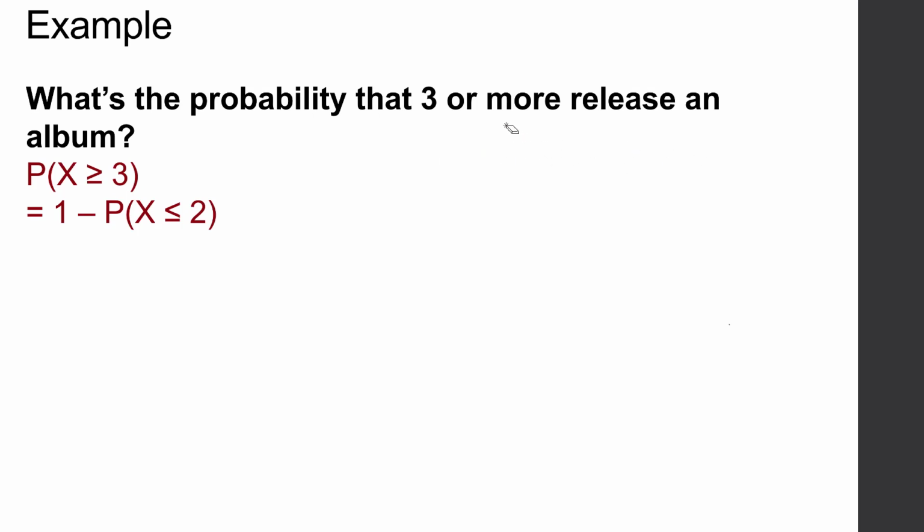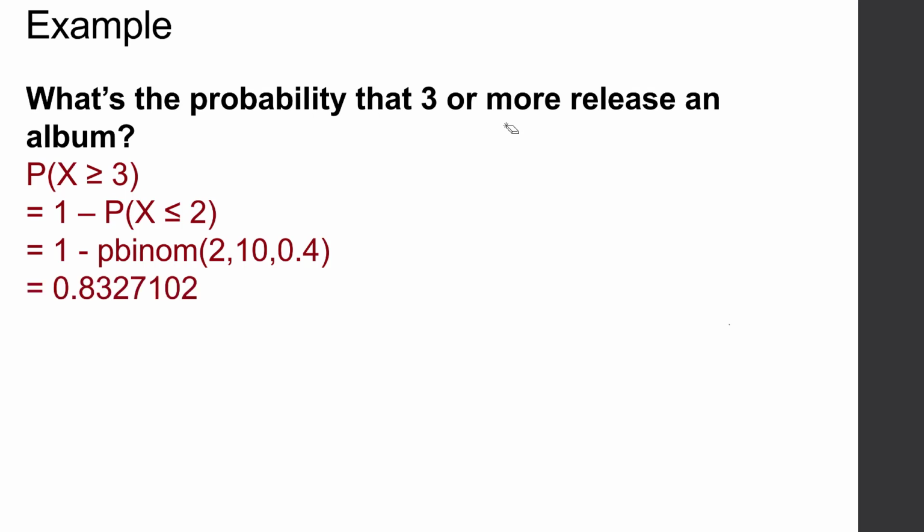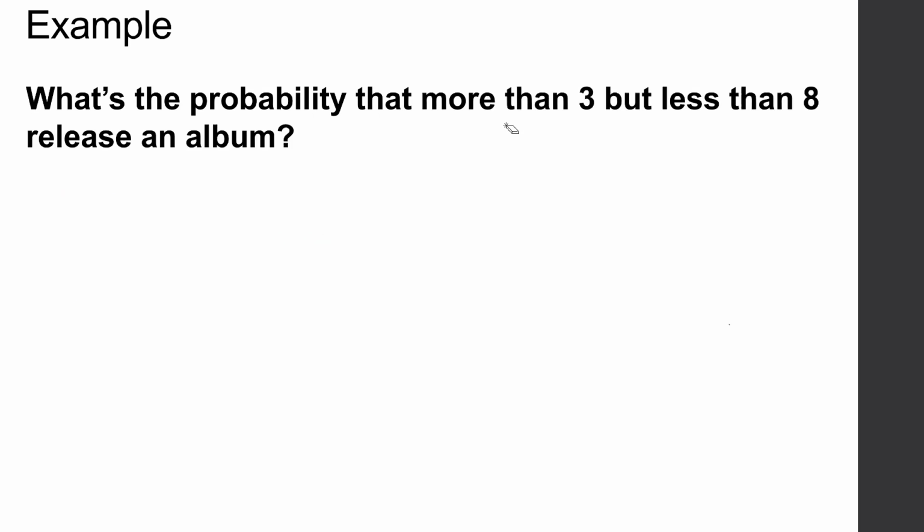And now we have directly a function for the probability X is less than or equal to 2, namely our pbinom function. So 1 minus pbinom of 2, comma 10, comma 0.4 gives us 0.8327. Very good. So let's try another one. What's the probability that more than 3 but less than 8 release an album? So again, the first step is taking the words and turning them into a probability statement. I'll just write down 3 less than X less than 8, and then decide whether these are strict or non-strict inequalities.